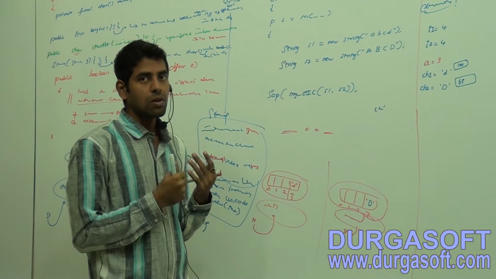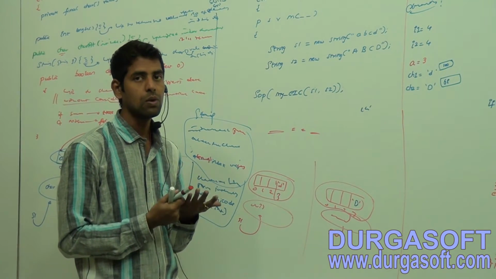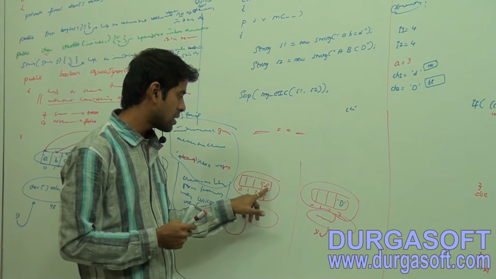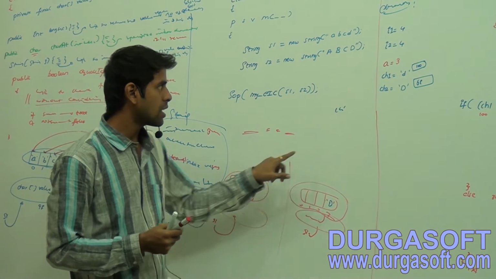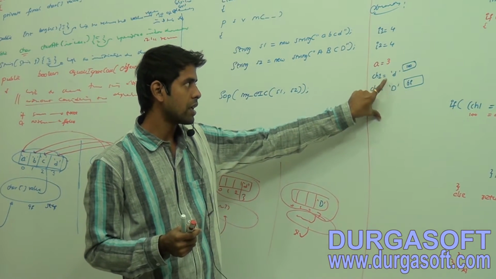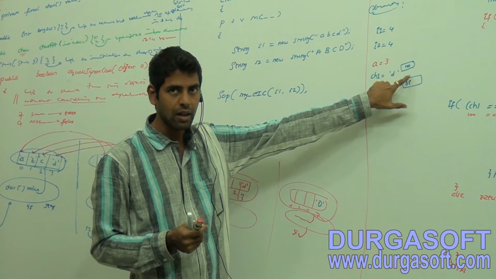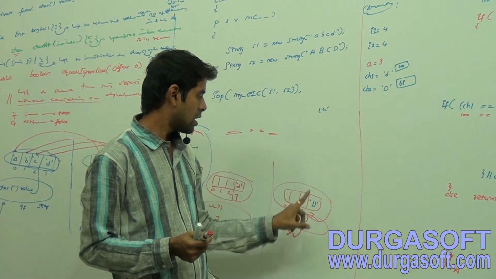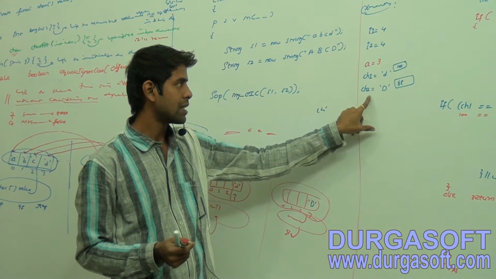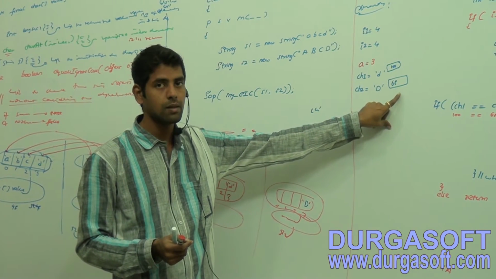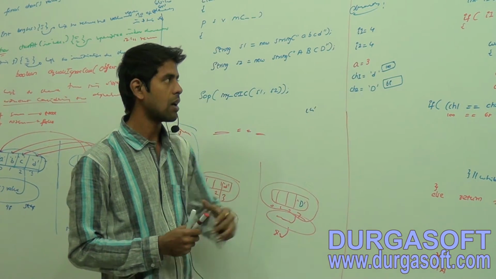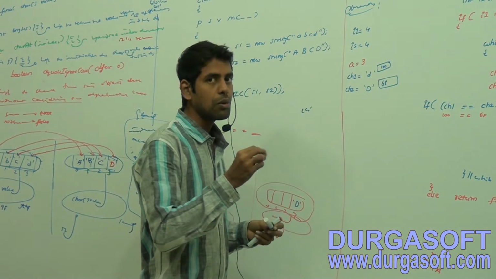I have to ignore case. I want to ignore case. This small d is available with whom? CH1. Internally it uses what? 100. And capital D is available with whom? CH2. Internally 68.